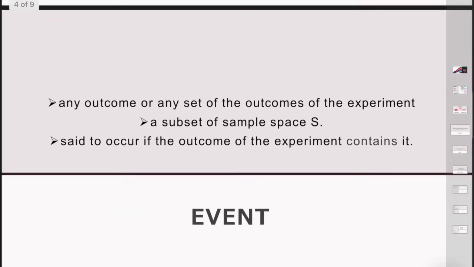We also have here the event. When we speak of event, this is any outcome or any set of outcomes of the experiment. Meaning, if you have there your sample space, event is just a smaller group coming from your sample space. So yun nga yung nakalagay, it could be any outcome, isa lang, or pwede ding group of outcomes naman. Just make sure that it is smaller than your sample space.